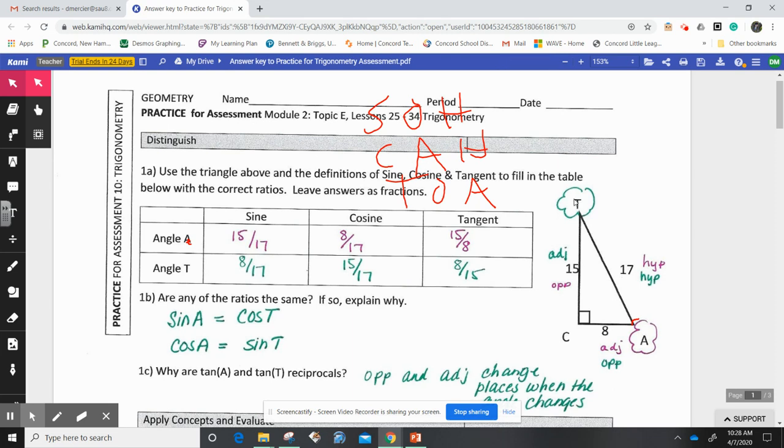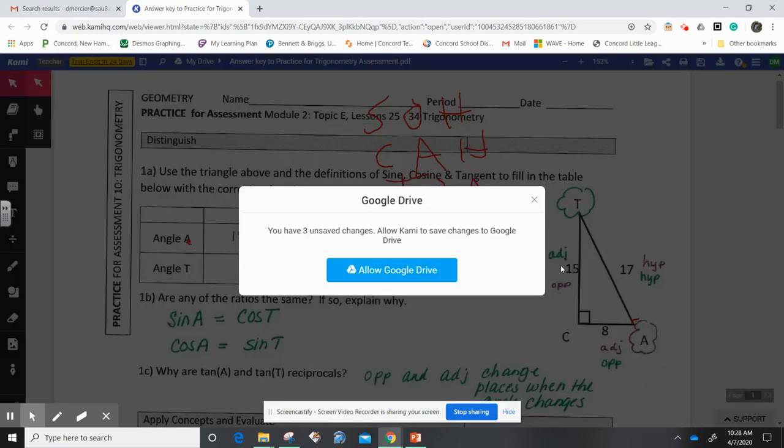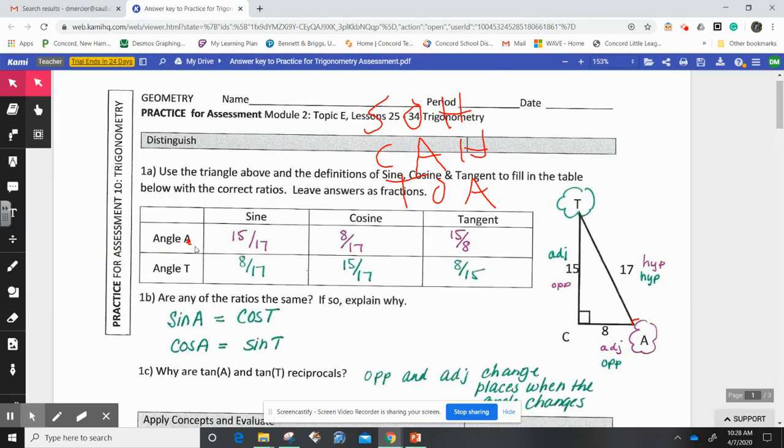And if I come from angle T, the green ones, this is opposite and this is adjacent. And the hypotenuse is always going to be the hypotenuse because it's always opposite the 90 degrees. So we're going to set up the ratio. The sine of A is going to be the opposite over the hypotenuse, so 15 over 17. The cosine is going to be the adjacent over the hypotenuse, so from angle A, it's the adjacent 8 over the hypotenuse. And then the tangent is going to be opposite over the adjacent, 15 over 8.